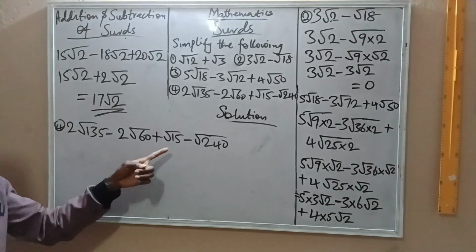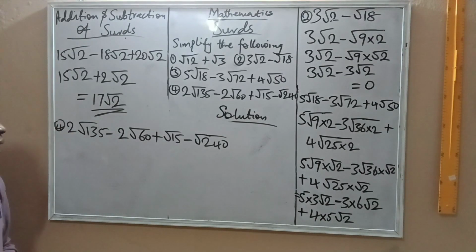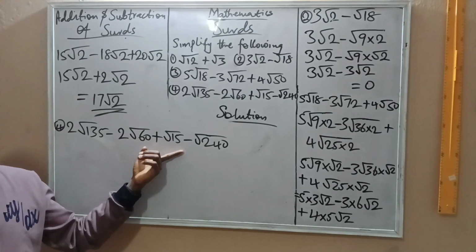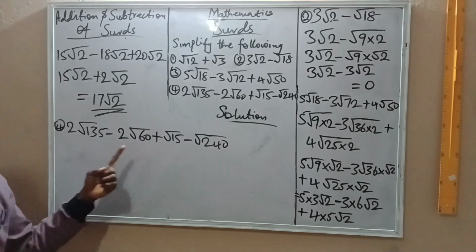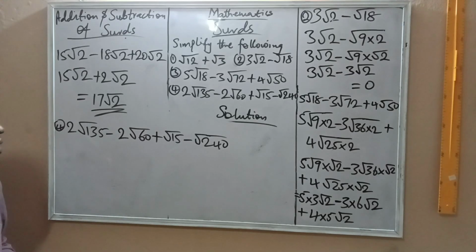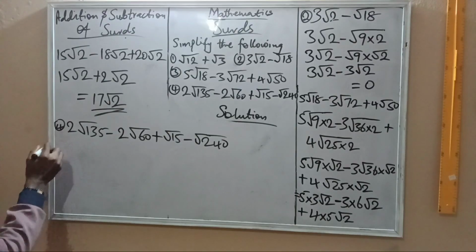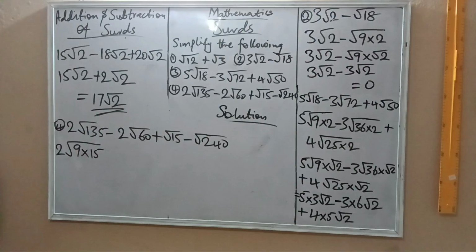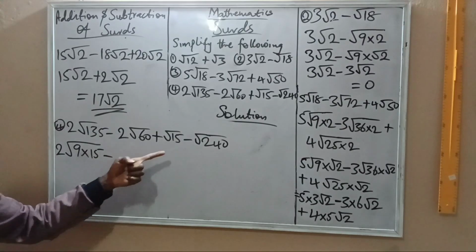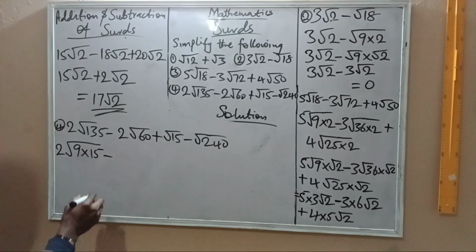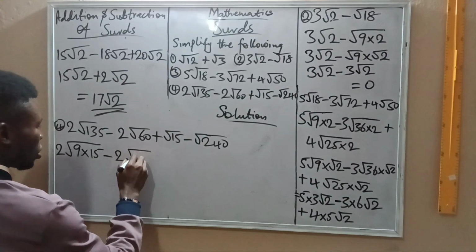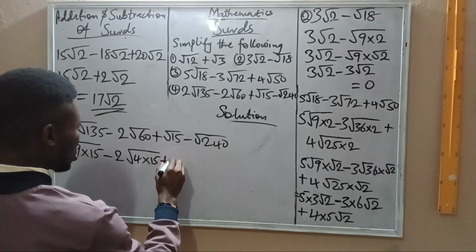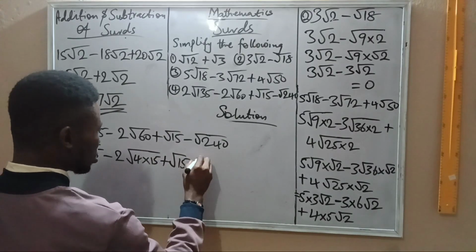Now let's look at this one. Can 15 divide 135? Yeah, and of course, if you're dividing, your focus will be that we get a perfect square and 15. A perfect square and 15. So can 15 divide 135 and get a perfect square? 15 divided into 135, you get 9. So the first one now will be 2√(9 times 15), minus, 15 divided into 60, what is it? 4. 2√(4 times 15). Then plus √15 minus √.